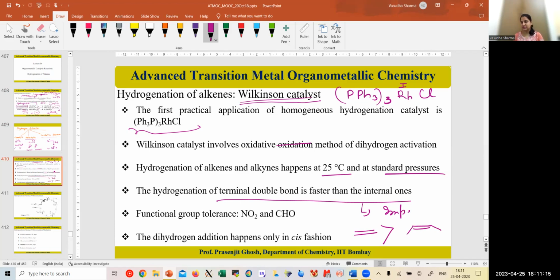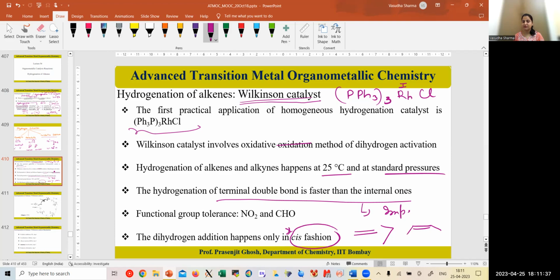It has functional group tolerance. If we have a nitro group or a CHO, there is a chance of these species also getting reduced. But when we use this particular catalyst, it makes sure that other functional groups do not get hydrogenated in the presence of the alkenes. So the priority and the selectivity is very high. The dihydrogen addition happens only in the cis fashion.